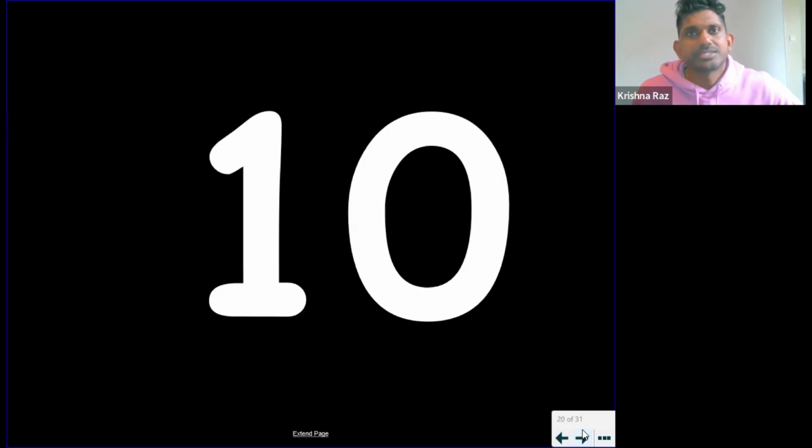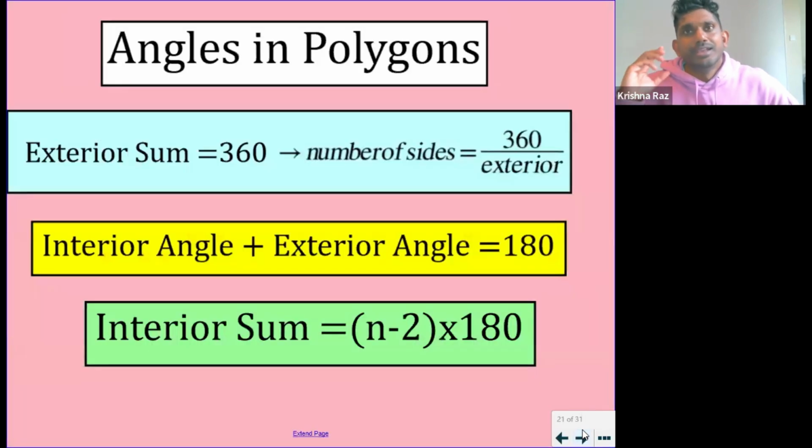And finally, tip number 10. Angles in polygons, they love them. They're always there. Do not forget the 3 formulae, yeah? The exterior sum: if you walk around the shape, you've gone 360 degrees. Divide that by the exterior angle and you figure out the number of sides. An interior angle plus an exterior angle is 180, and the interior angle sum is n minus 2 times 180, yeah? Write those down before you go in. You need to know them, yeah?